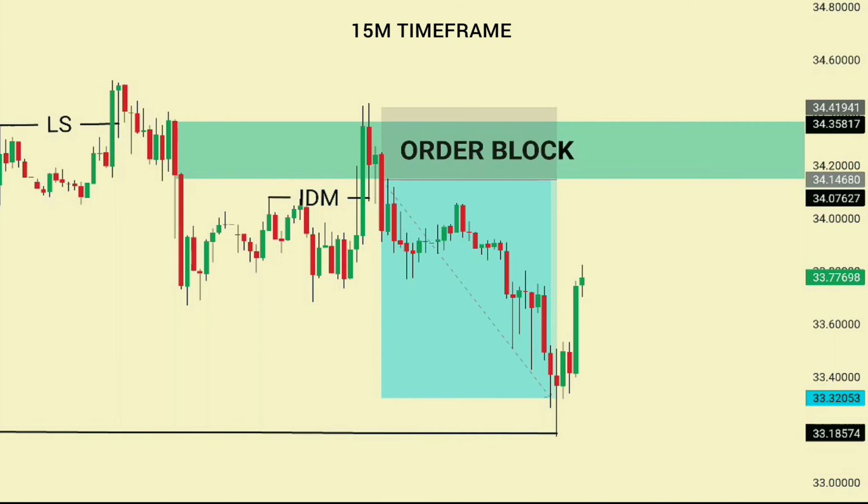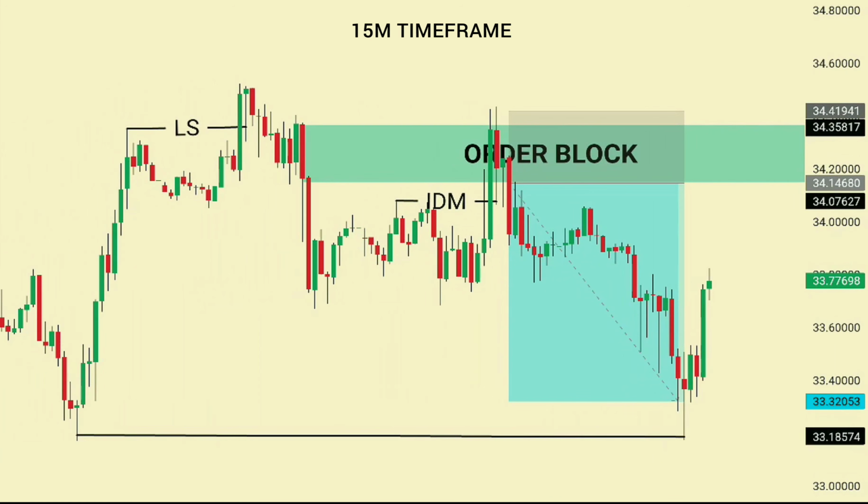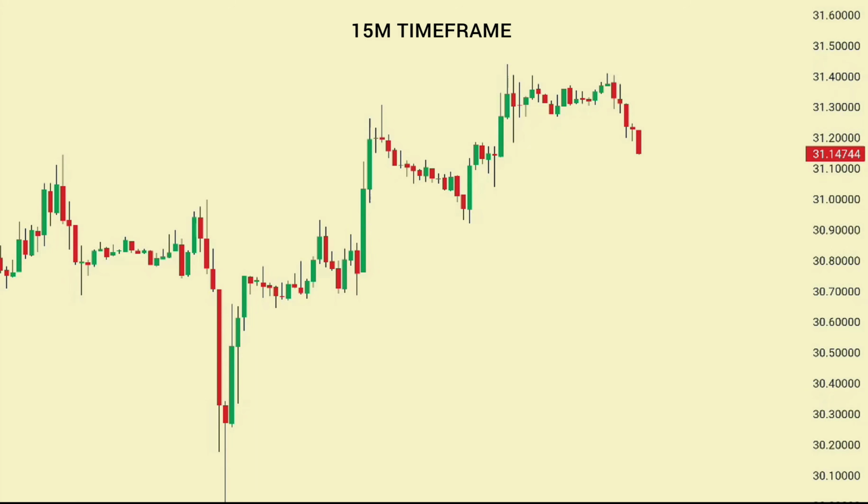Now that you've seen how this setup worked on the first chart, let's see if the same process works again. Instead of memorizing one trade, the goal is to understand the logic behind it. If a strategy is truly reliable, you should be able to apply the same rules across different charts. So, let's move on to our second example and follow the exact same step-by-step process.